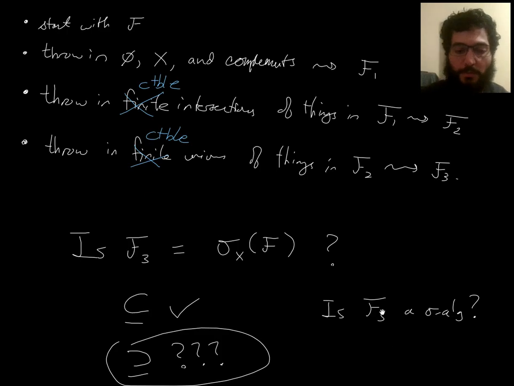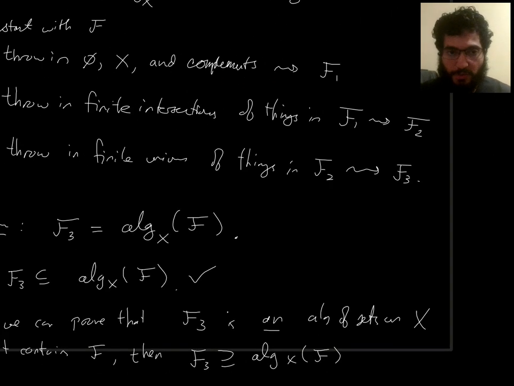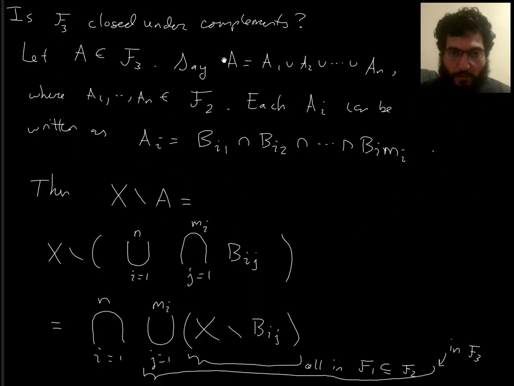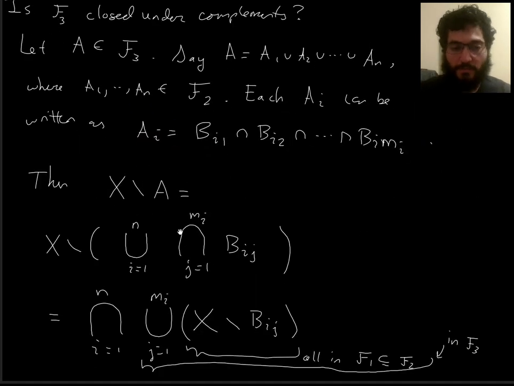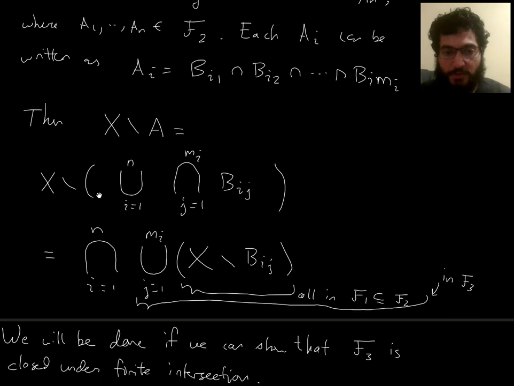So is F3 closed under complements? Well, do you remember what we did in the algebra rather than sigma algebra case for showing closure under complements? This is what we did. We started with something in F3. This was the algebra rather than sigma algebra version. And we ended up showing that showing closure under complements reduces to showing closure under finite intersections.